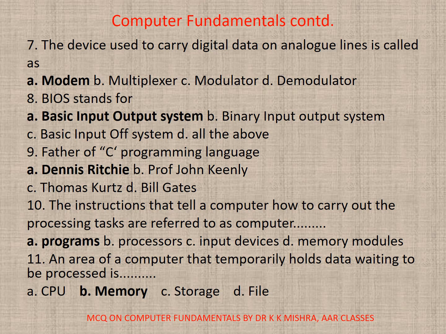7. The device used to carry digital data on analog lines is called as A. Modem. B. Multiplexer. C. Modulator. D. Demodulator. Correct option is A. Modem.